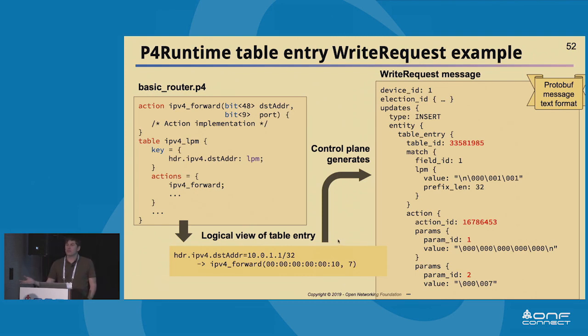Given a P4 info definition that the control plane has, the control plane can then generate a P4Runtime WriteRequest to write this table entry in the switch. I'm not going into details of the fields of the WriteRequest message, but you can see that here we are defining a table entry entity with the same ID that was defined in the P4 info message, the same table ID. We are specifying the match field with the value and the prefix length using the same ID for the IPv4 destination address that was provided in the P4 info.